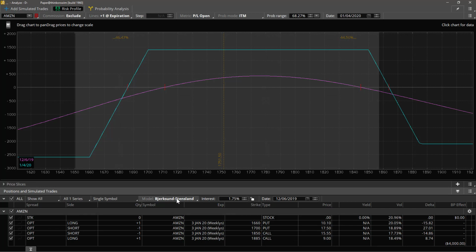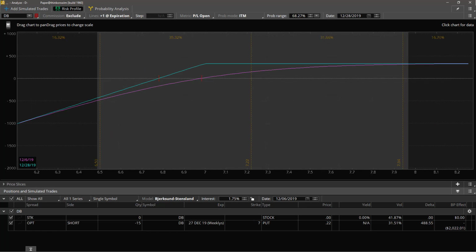Now let's take a tour of different positions that I have on this, my paper trading account. This is my Amazon Iron Condor, which is doing nicely right now. I'm very pleased with this trade. It's making money.